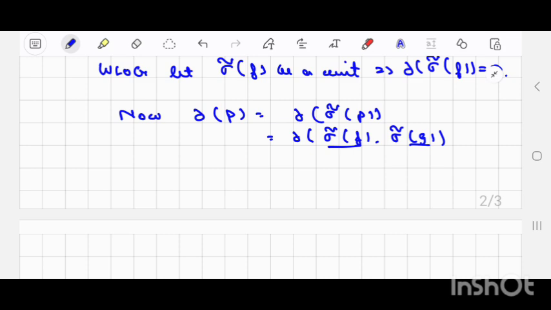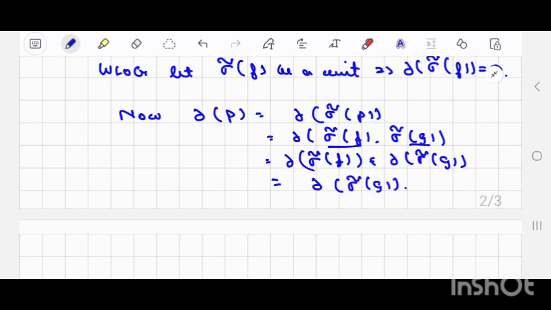So we know that over integral domains, if I have a product of two polynomials, then the degree of the product must be the sum of the degrees of each polynomial. So it must be the degree of sigma tilde of f plus the degree of sigma tilde of g. Is it clear? But then we already have this in hand, the degree of sigma tilde of f is 0. So this is equal to the degree of sigma tilde of g.